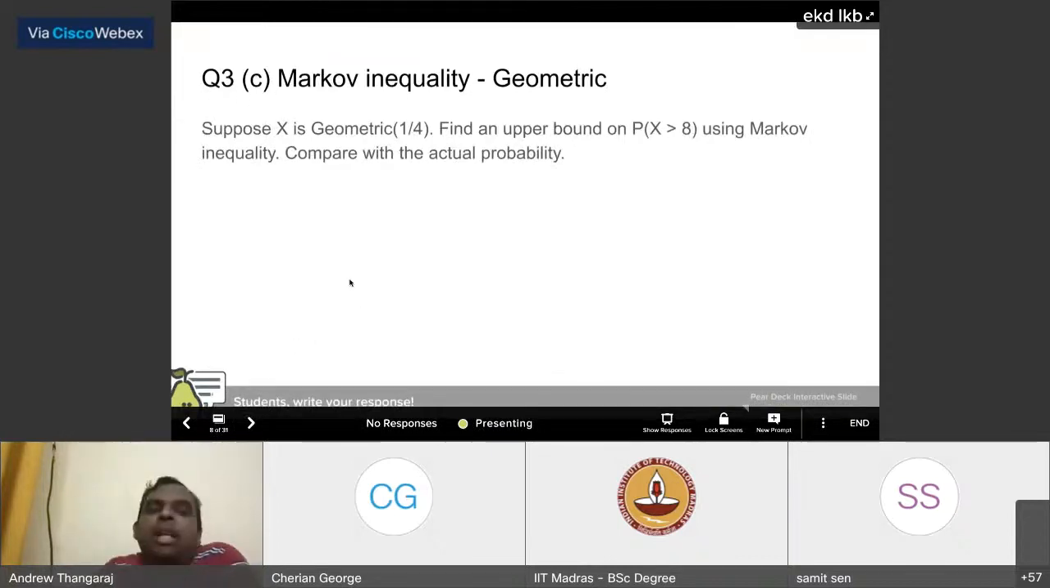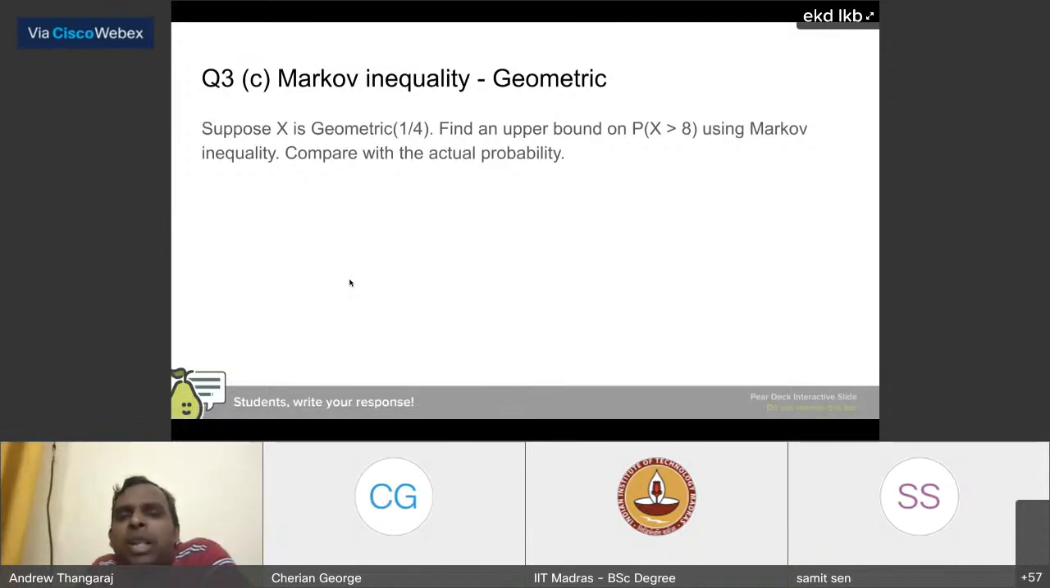Next, the final thing is geometric. Again, a case where the actual probability is known and you can compute it. It's just for you to get used to the idea of how to compute these things.